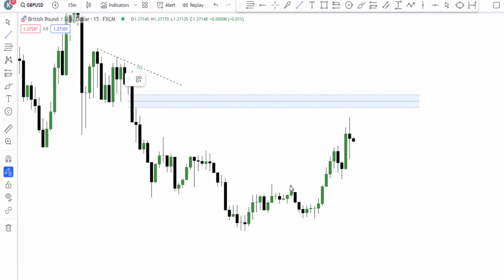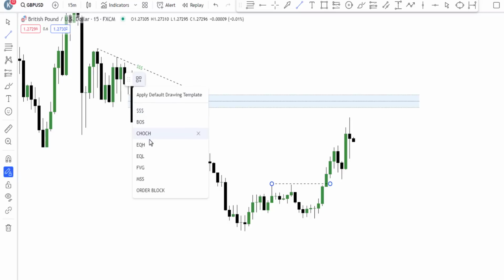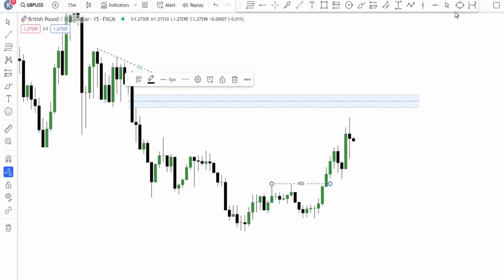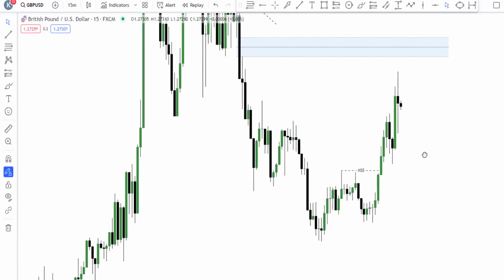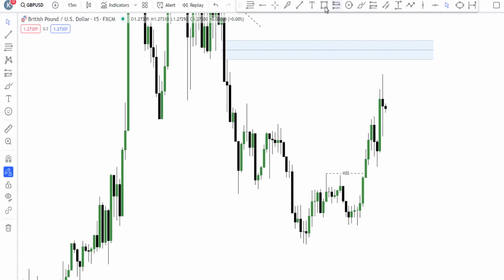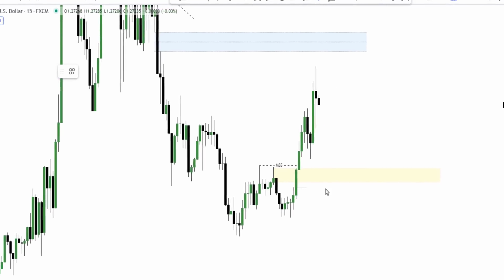This is a shifting market structure to the upside. Whichever one, whether change of character or shifting market structure, whichever way you want to call it. And then price pushes up. Look at what price left you with. This is a breaker block. This is a bullish breaker block. And then there is a fair value gap right here.